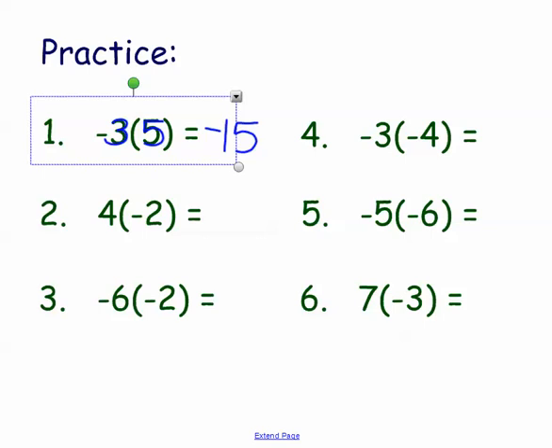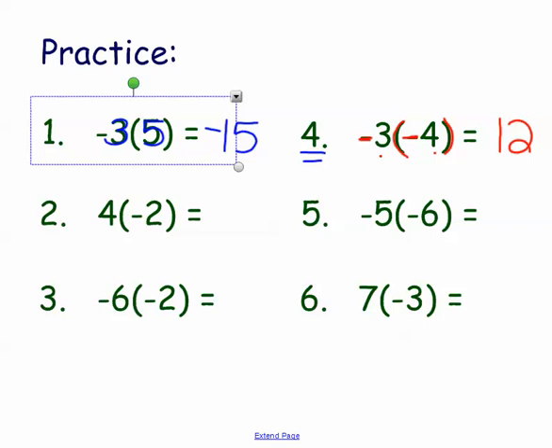Let's jump over here and look at number 4 now. I have a negative 3 times a negative 4. Are my signs the same or are they different? They're both negative, so they're the same. So let's do this example on the left side under same signs. Write down negative 3. Again, parentheses means times, so negative 3 times negative 4. 3 times 4 is 12. When my signs are the same, my answer is positive. So negative 3 times negative 4 is going to give me a positive 12 for my answer.